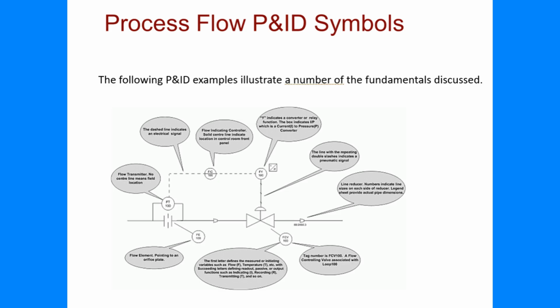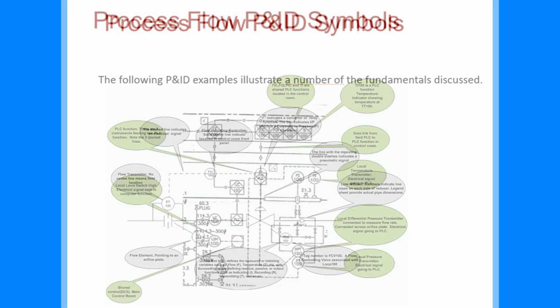Line symbols depict the type of signal used to communicate between instruments and the connection to the process. The table above lists typical symbols used to produce P&IDs. The following P&ID examples illustrate a number of the fundamentals discussed.